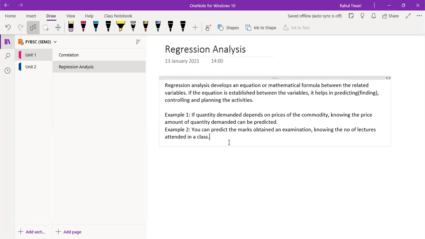There are several uses of regression analysis which you can understand. Do you know when college will start? When will college run smoothly? Nobody knows, but you can predict using regression analysis. Think on that. Can you predict that after 1 month the college will start? If yes, then you need to decide on different factors. What are the factors involved in starting the college? On which factors does the college depend? Are you getting my point?